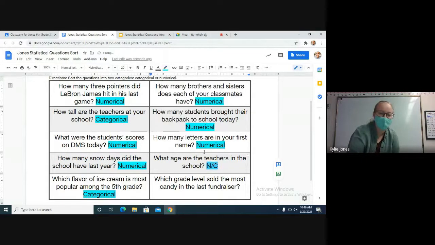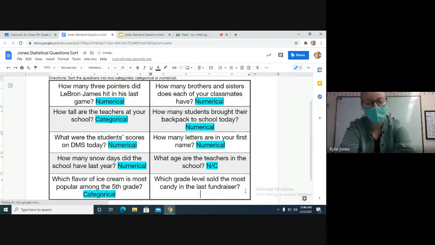This one was easy. I like this one. And then our last one here says, which grade level sold the most candy in the last fundraiser? That is a category, because you can't list all the classes. Good. So this one is a category just because you can't list the class. Just because it's like 6th grade, it's still a category. 6th grade is a category of people, not a number, right? So this is categorical.